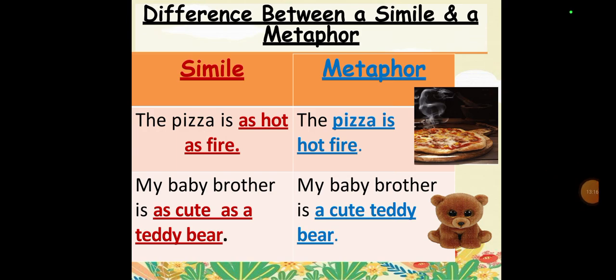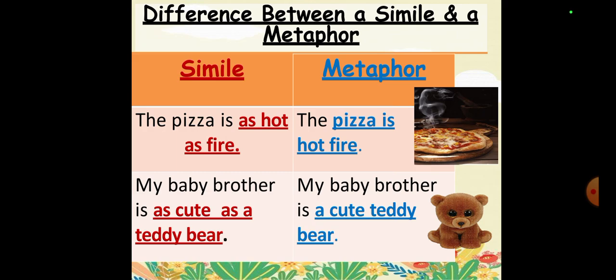So yes, differences between a simile and a metaphor. Simile: the pizza is as hot as a fire. He's giving an example that, as you know, fire is so hot, so they're saying that pizza is that much hot, as a fire. They are giving the example of fire, that fire is also hot. Now they're telling you that it's hot like a fire. But in the metaphor, the pizza is hot fire. That means it's so hot, just like fire. That tells that the pizza is a hot fire. So in a simile, I'm going to say the pizza is as hot as a fire. But in a metaphor, I'm going to say the pizza is a hot fire.